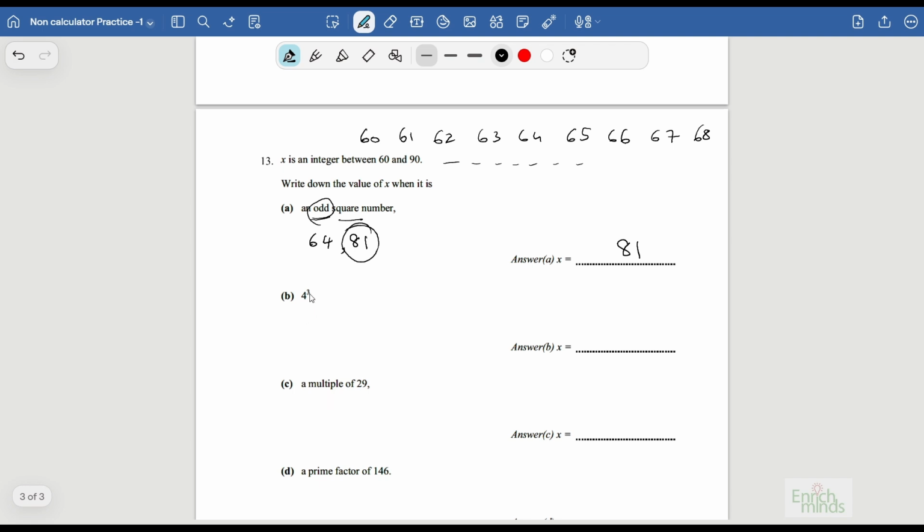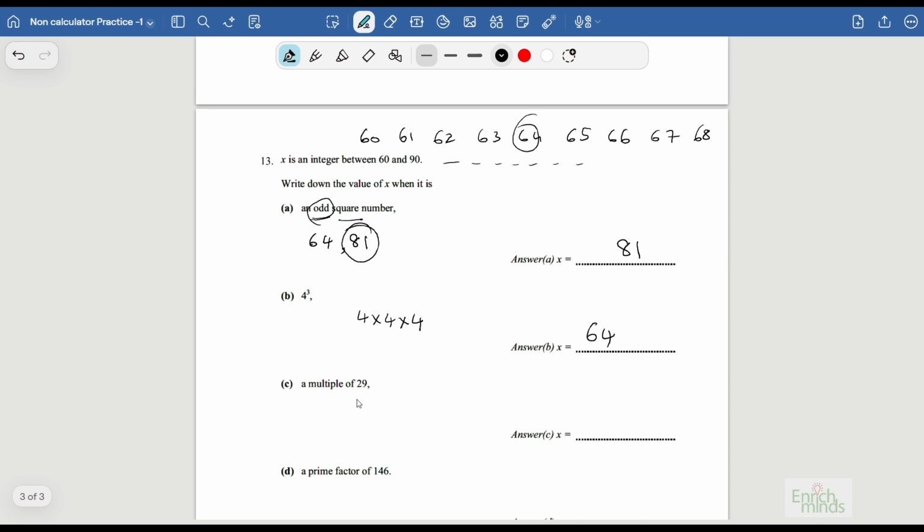What is the value of 4 cubed? All these are follow-up questions for the same thing. So you need to pick the answer for this from this list. 4 cubed is 4 times 4 times 4, which is 64.